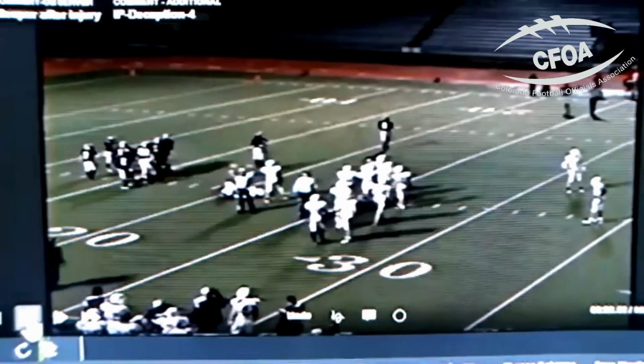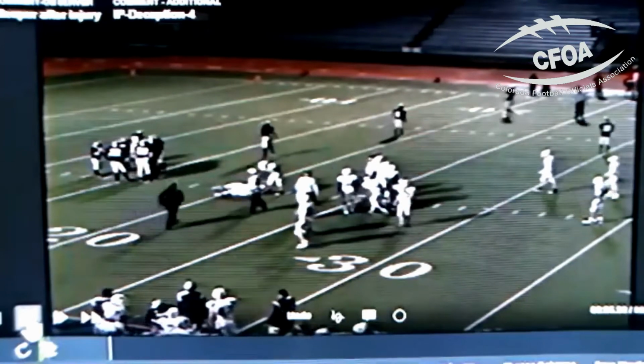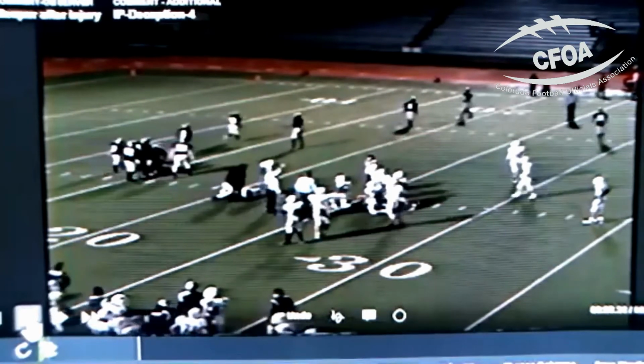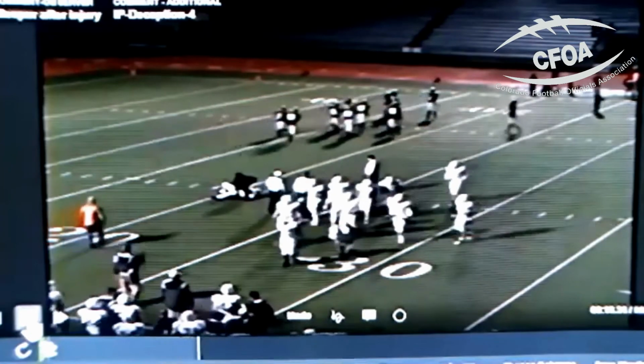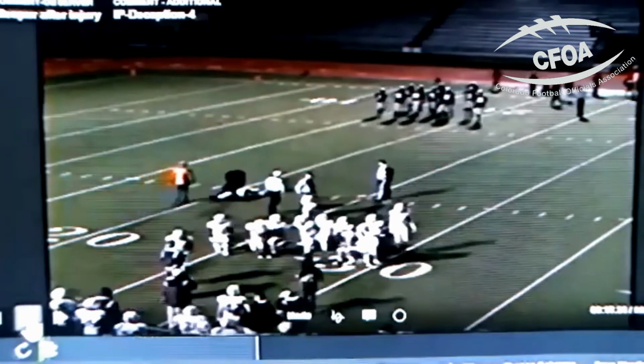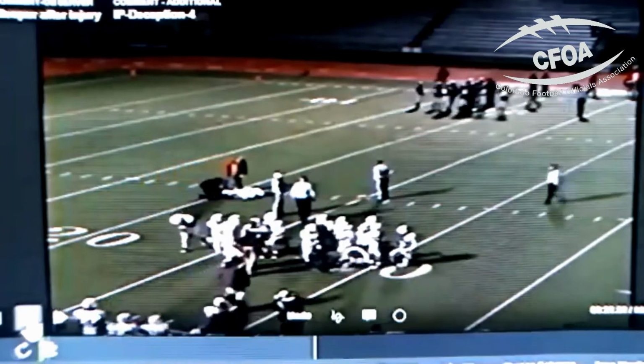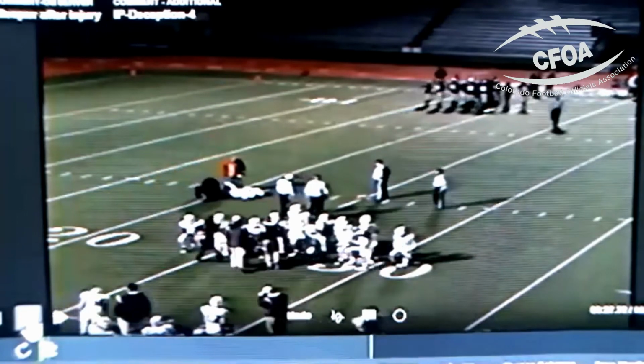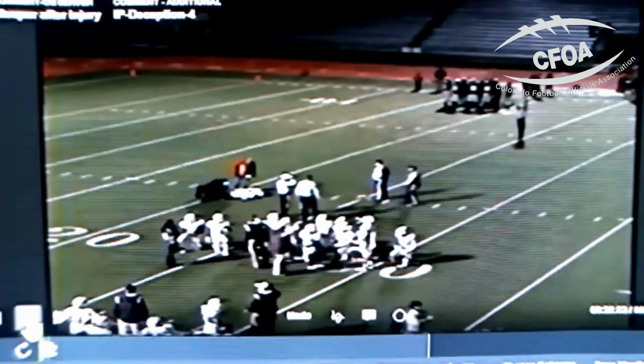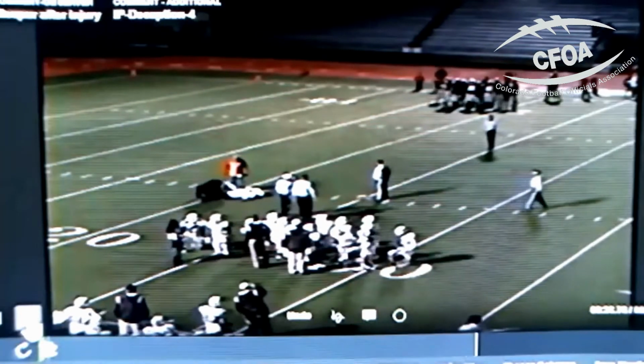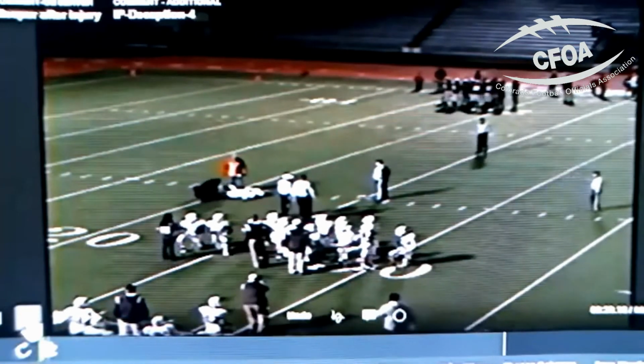So here we have an injury. I'm going to fast forward some of this. Of course, everybody is focused on the injury, and you'll see that the head linesman is not paying any attention to what's going on in his team's huddle. Instead, he waddles in and he's watching the injured player.